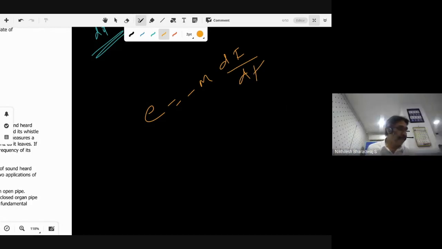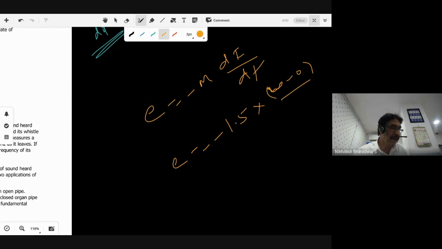Here, what is M? Mutual inductance, 1.5 Henry. Current changes from 0 to 20 ampere in 0.5 second. So E is equal to minus 1.5 into (20 minus 0) by time. How much time? 0.5, which can be written as 1 by 2. So E is equal to minus 1.5 into 20, and the 1 by 2 goes to 2, so it becomes 40. E is equal to minus 6 volt.